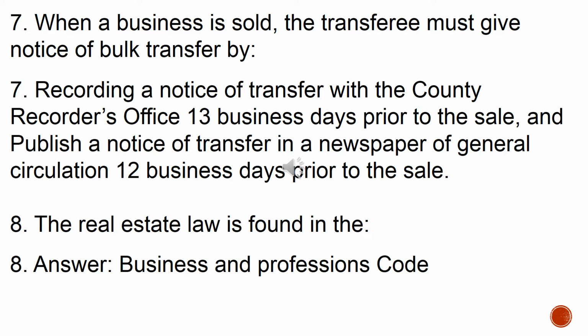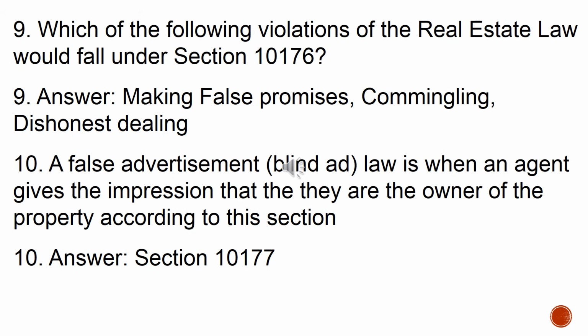Question number 8. The real estate law is found in the, answer, Business and Professions Code. Question number 9. Which of the following violations of real estate law would fall under section 10176? Answer, making false promises, commingling, dishonest dealing. Question number 10. A false advertisement, blind ad law, when an agent gives the impression that they are the owner of the property according to this section. Answer, section 10177.